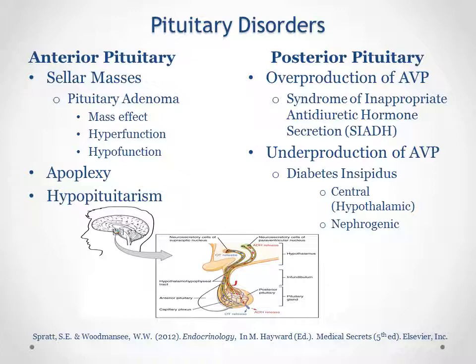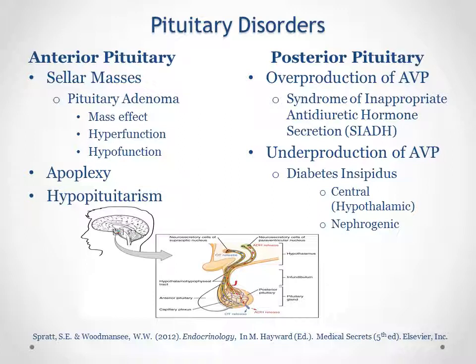Now we're going to move on to another section and talk a little bit about pituitary disorders. Once again, let's start by reviewing some of the normal physiology. If we look at the anterior portion of the pituitary gland, we see that this is where cellular masses can be found, pituitary adenomas.